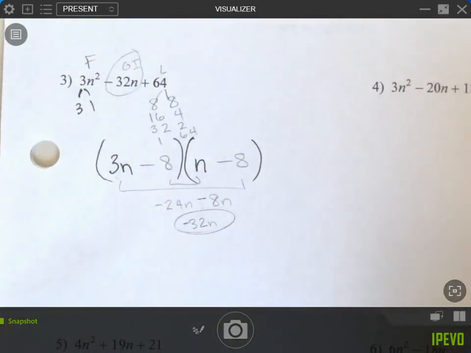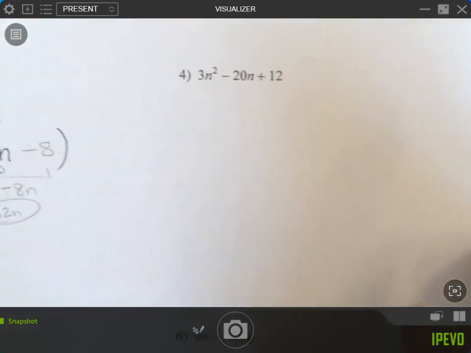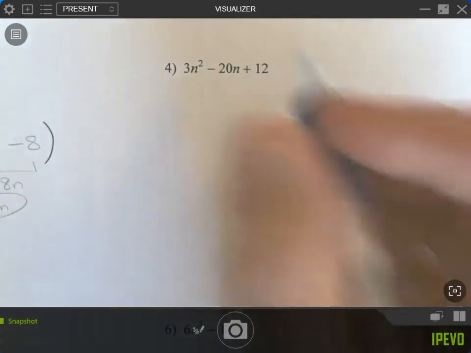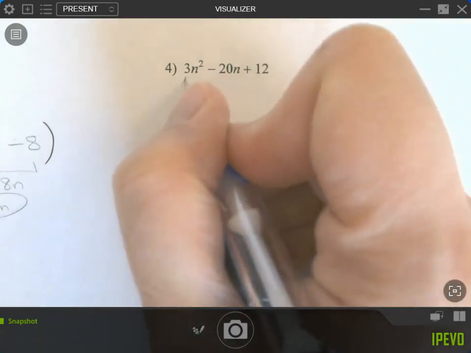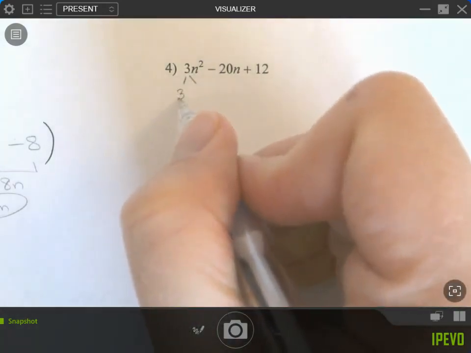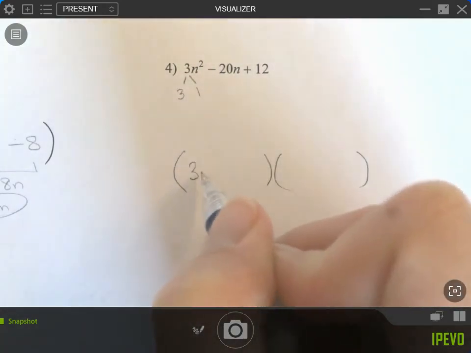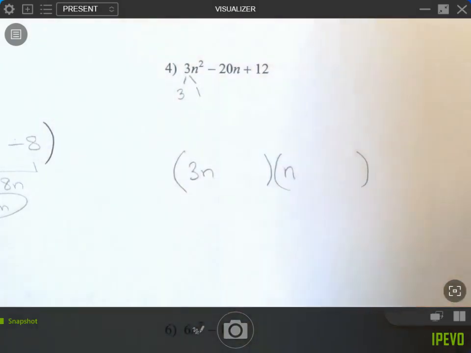All right, look at number 4. Is there a GCF here? Nope. Okay, so same deal. I'm going to draw my 2 sets of parentheses. What gives me 3n squared? A 1 and a 3. So a 3n and a 1n.